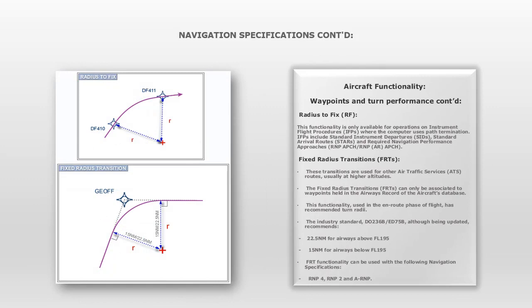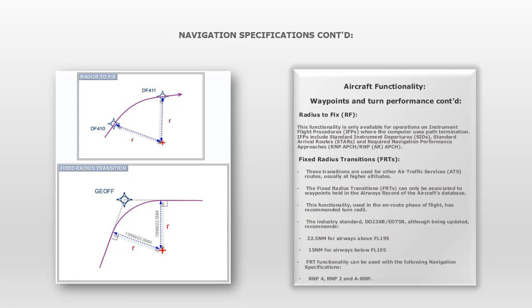Aircraft functionality, waypoints and turn performance. Contoured, radius to fix. This functionality is only available for operations on instrument flight procedures, IFPs, where the computer uses path termination. IFPs include standard instrument departures, standard arrival routes and required navigation performance approaches, RNP approach.